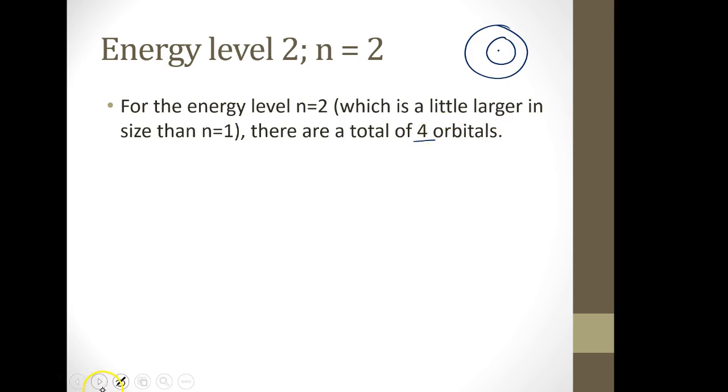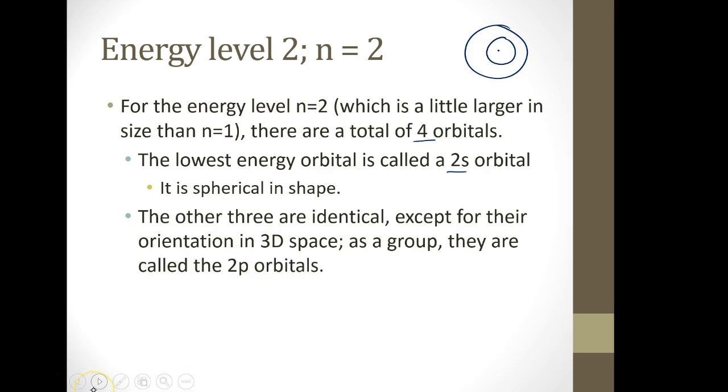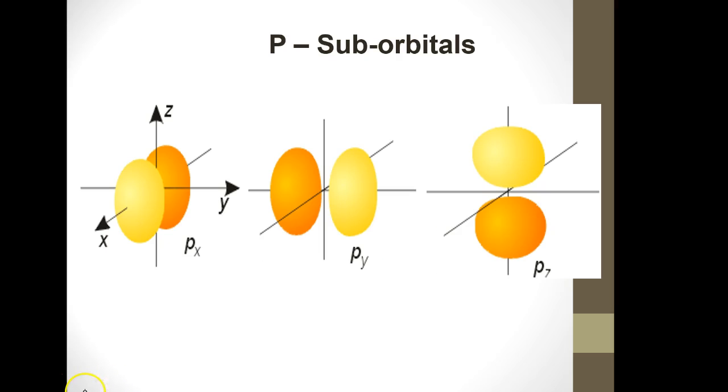And here's the weird thing. One of them is a 2s orbital. It's that sphere, only it's bigger than the 1s. And then there are 3 other ones that are identical except for their orientation in 3D space. As a group, they're referred to as the 2p orbitals, but there are 3 of them, but we call them by their group name. Okay, and they're shaped more like dumbbells or peanuts, so this is what they look like. So this is a p orbital, this is a p orbital, and this is a p orbital.